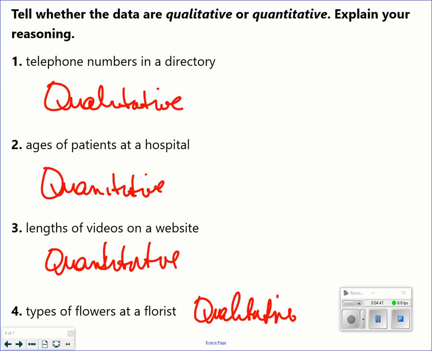So again, I don't really need to put the explain your reason. Either finding the average makes sense, and that's quantitative data with an N. Finding the average does not make sense, and that's qualitative data with an L.